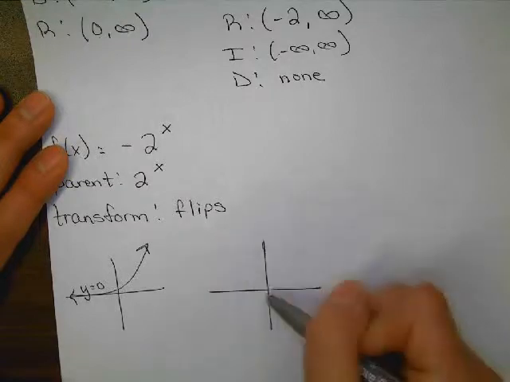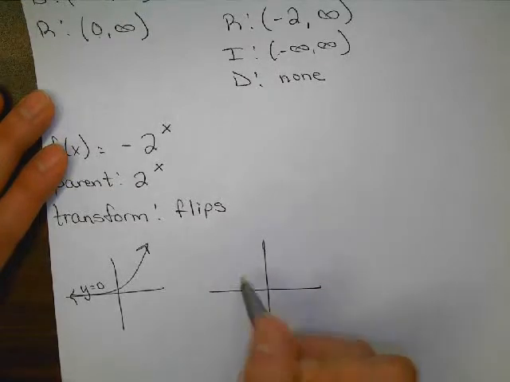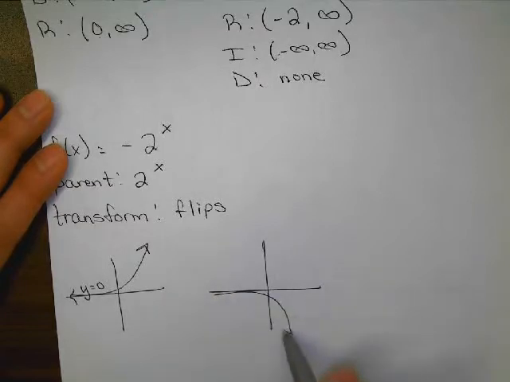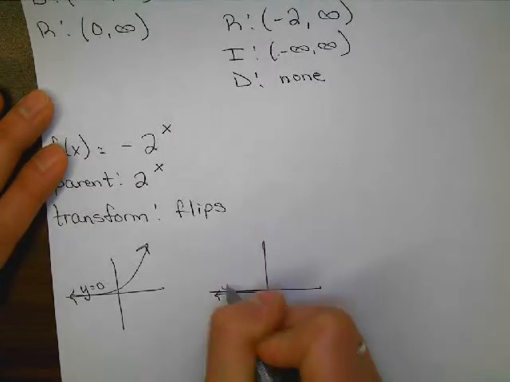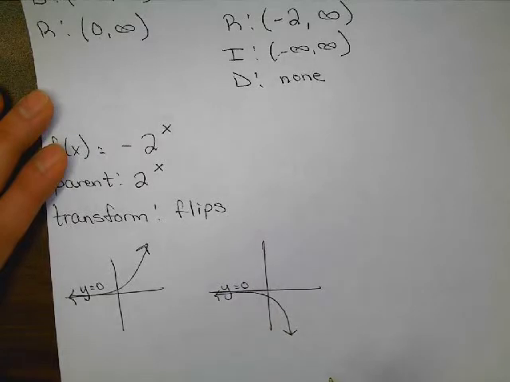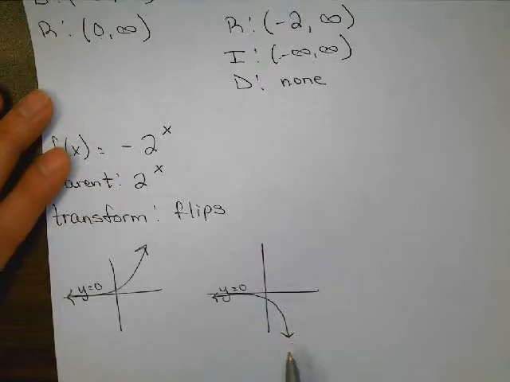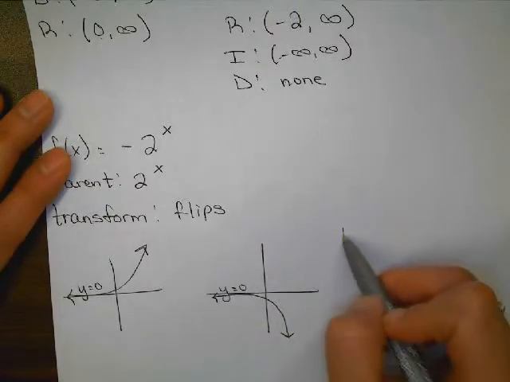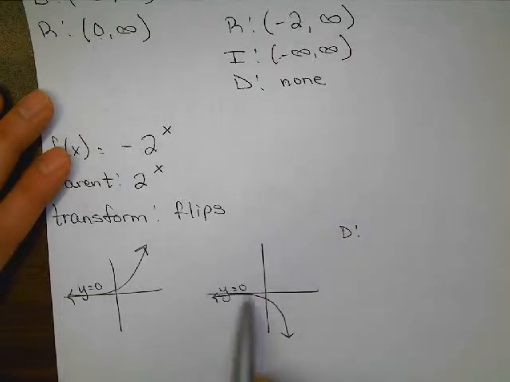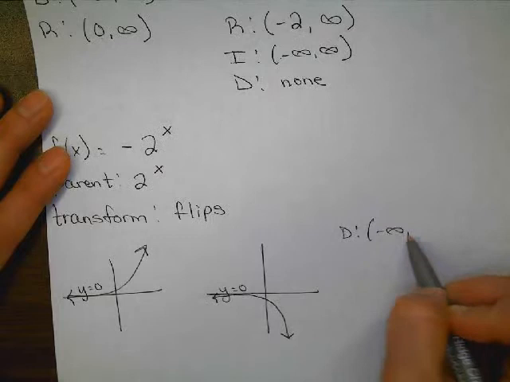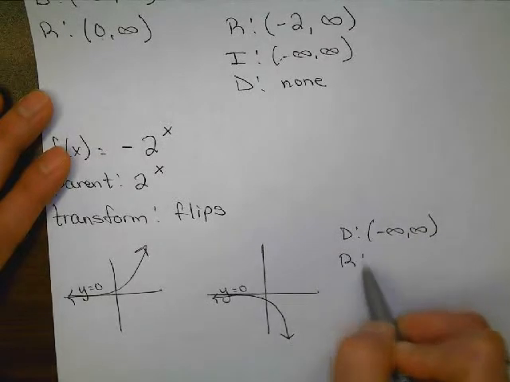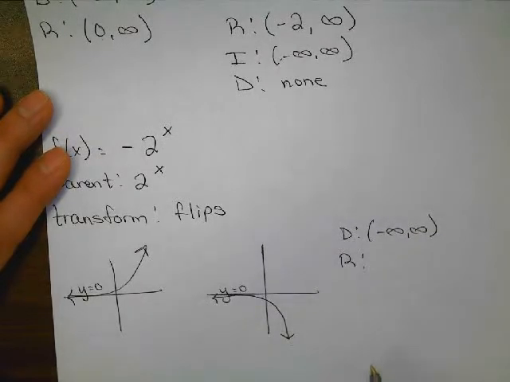So if it flipped now, it's going to look something like this. My asymptote is still at y equals 0 because I didn't move down at all, but now it's flipped, so now this is going the other direction. Now the domain on this transformed one, if you'll notice, I'm still extending in the x direction both ways, so my domain stays the same.